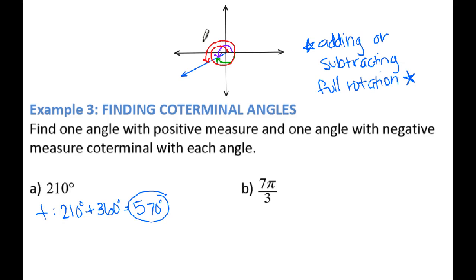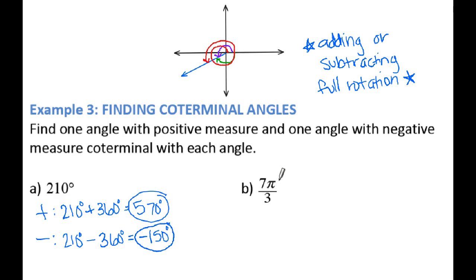So if I were to sketch 570 degrees, I would have to go around a full 360 and then the extra 210, and it's still going to give me the same angle measurement when I graph it in standard position. For the negative coterminal angle, I'm starting with my 210, and I'm going to subtract a full rotation, which gives me negative 150 degrees. So if I were to sketch out negative 150 degrees, which ends up being the green arrow over here, it's still going to give me the same image as 210 degrees. So here's one positive coterminal angle and one negative coterminal angle.